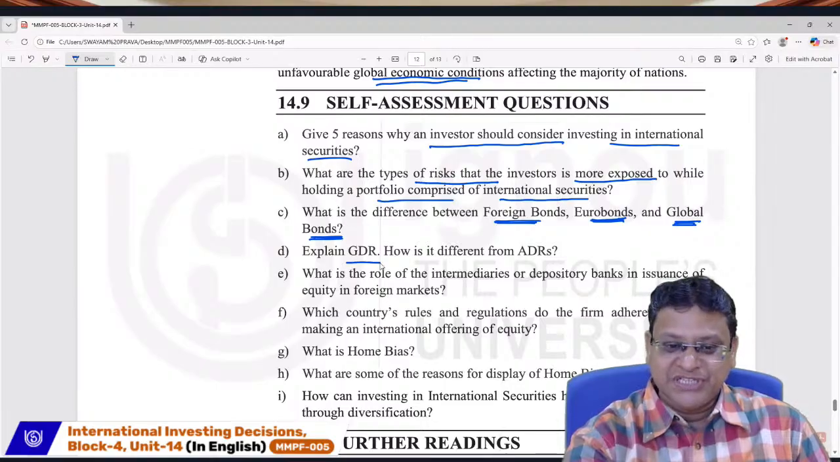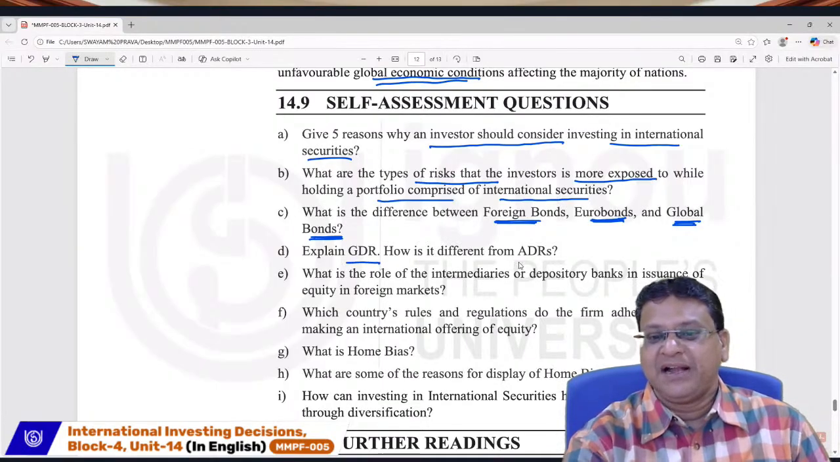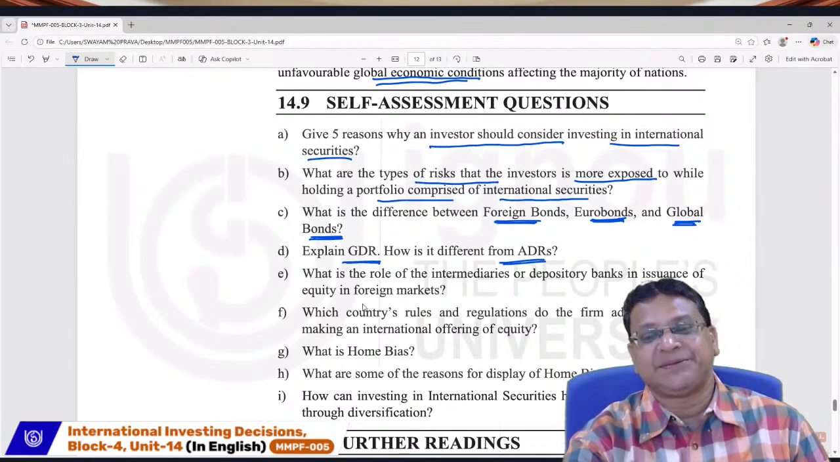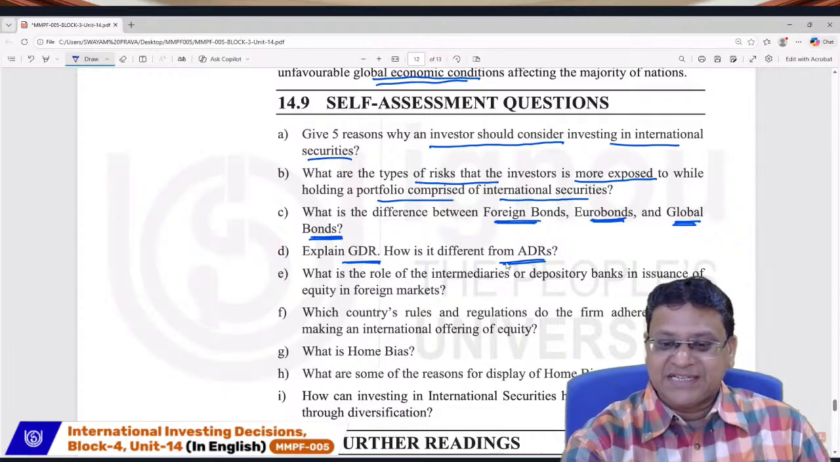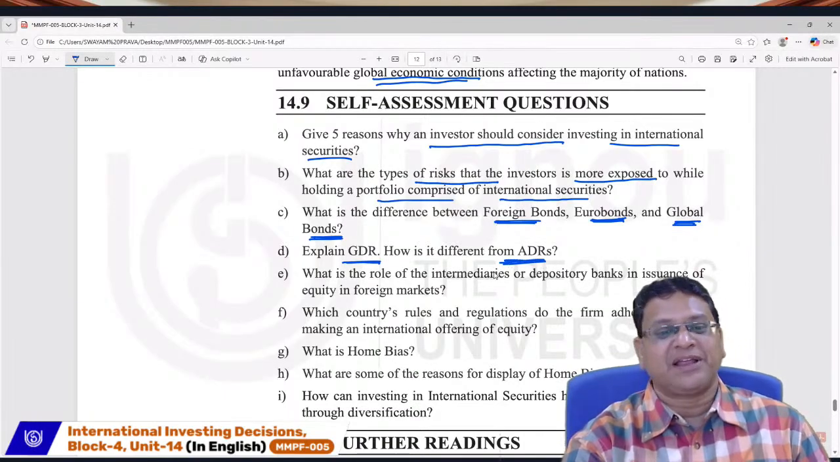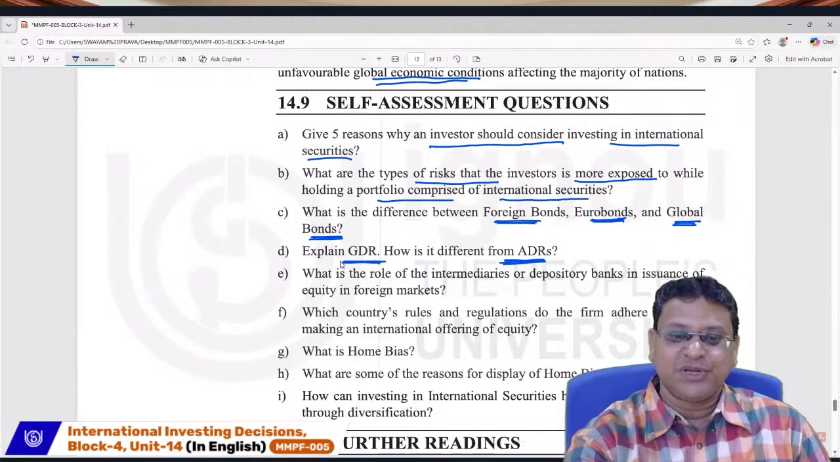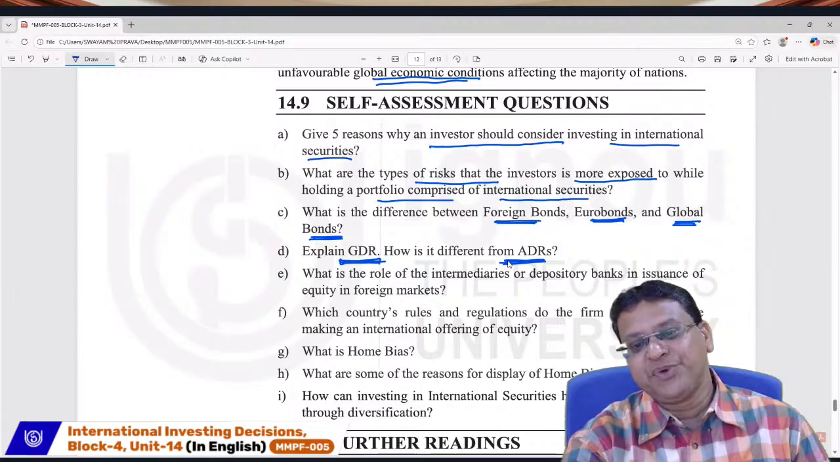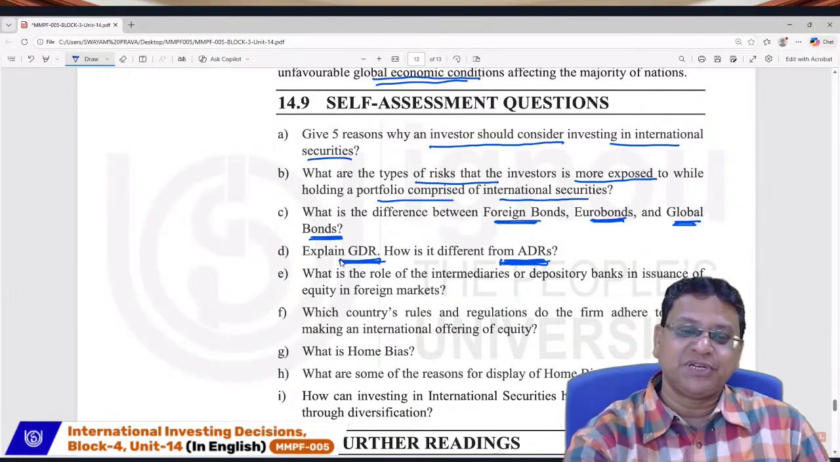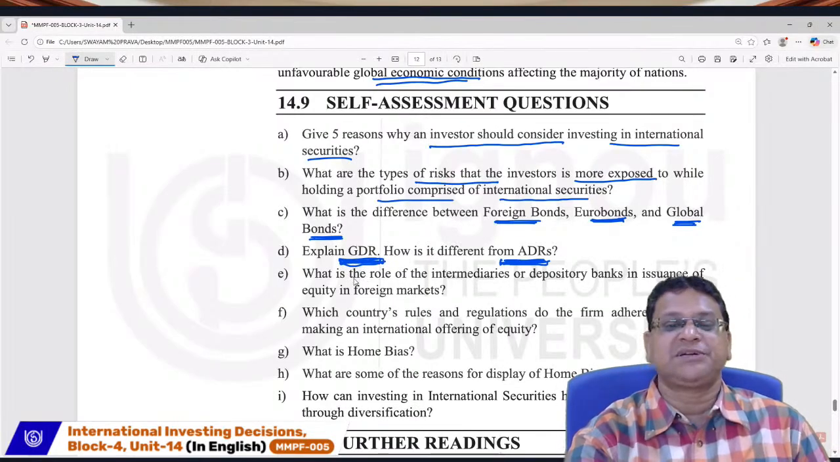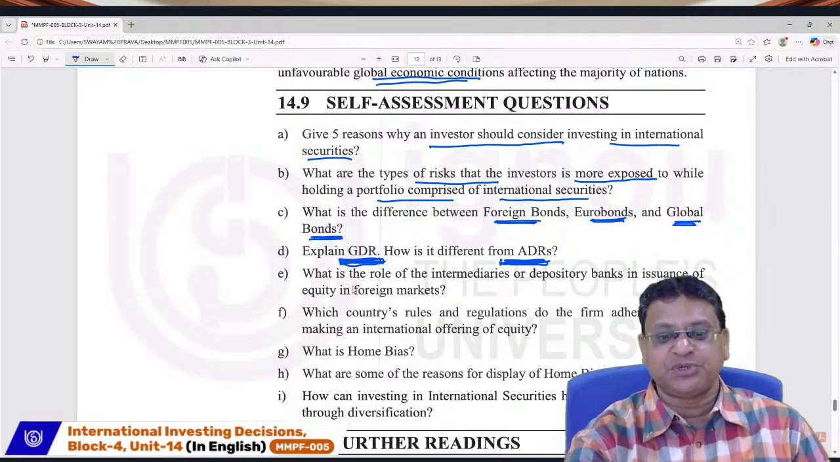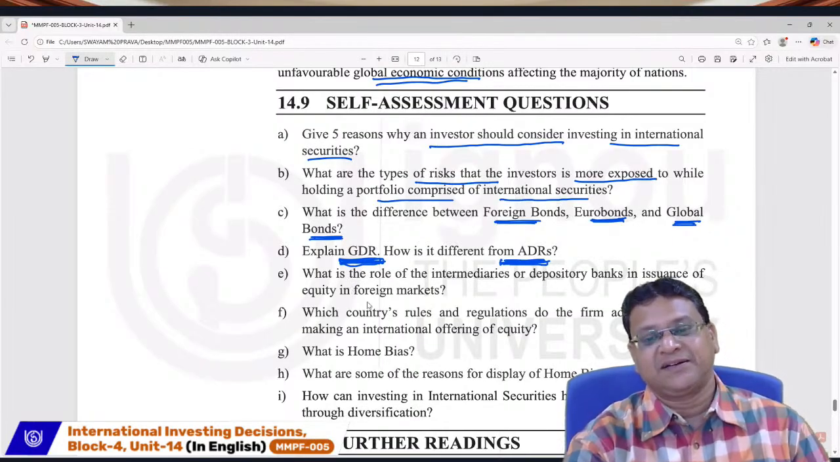Then we have discussed GDR, explained GDR and how it is different from ADR. ADR and GDRs are depository receipts. ADRs are issued in the US market, whereas GDRs are issued in non-US markets. Any depository receipt issued in the US market is known as American depository receipt, and any depository receipt issued in a non-US market, like Japanese depository receipt, Indian depository receipt, UK depository receipts, is known as GDR.